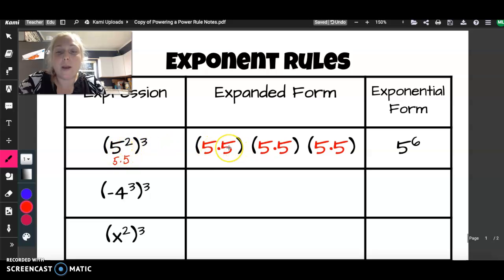We have 5 squared being multiplied times itself 1, 2, 3 times. 5 squared times itself 3 times. That's what 5 squared to the third power means. So we're going to go back through here and think, how many times is 5 actually being multiplied times itself? 1, 2, 3, 4, 5, 6. That's how we get the exponential form 5 to the 6th power.